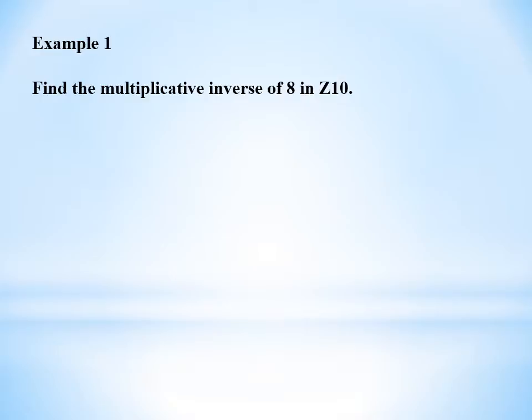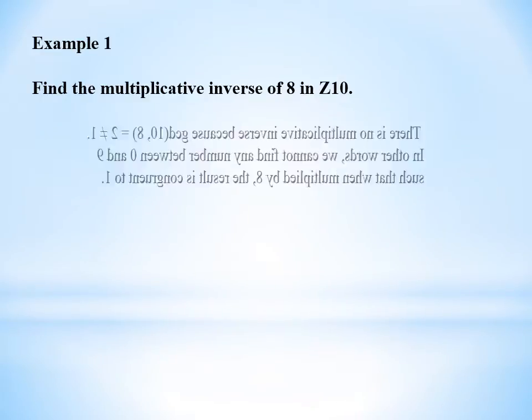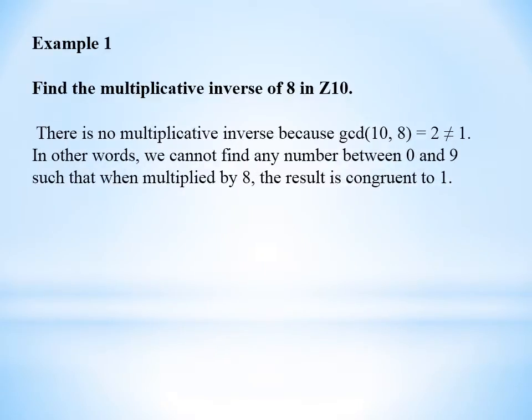Example 1. Find the multiplicative inverse of 8 in Z10. There is no multiplicative inverse because the greatest common divisor of 10 and 8 is 2 and not 1, which is against the rule. In other words, we cannot find any number between 0 and 9 such that when multiplied by 8, the result is congruent to 1.